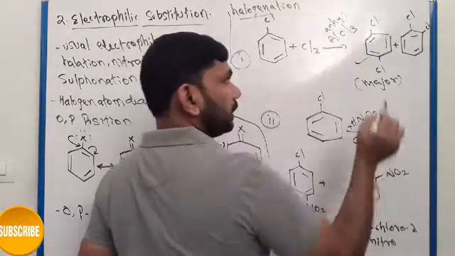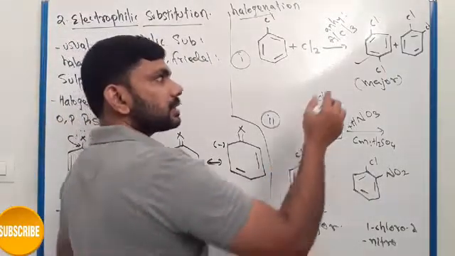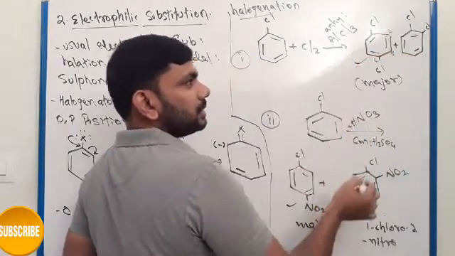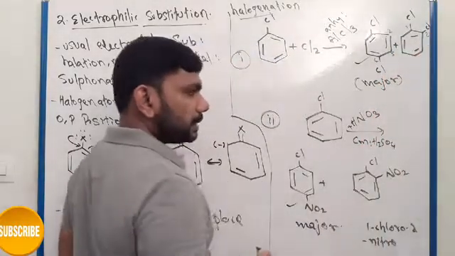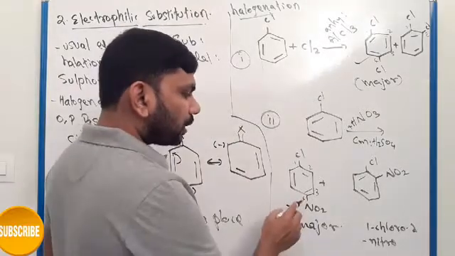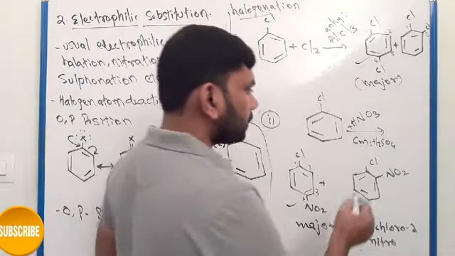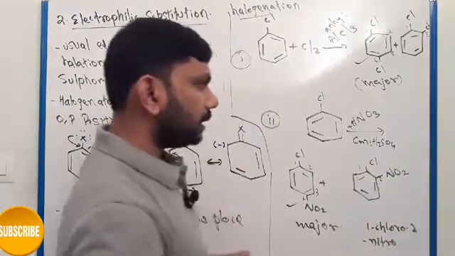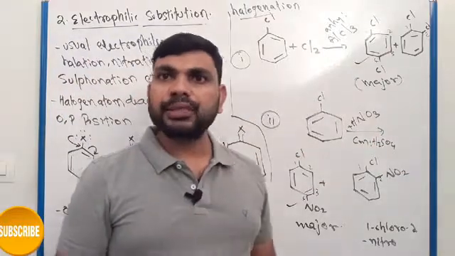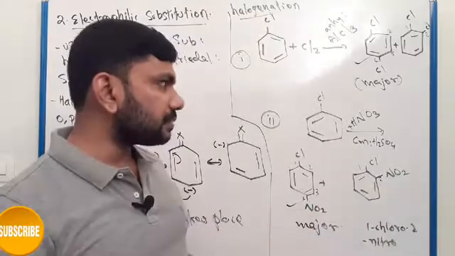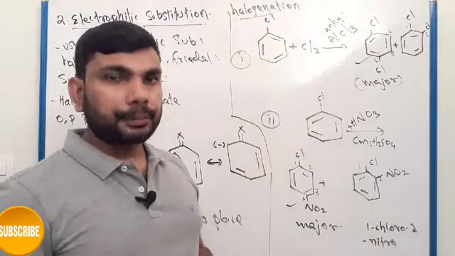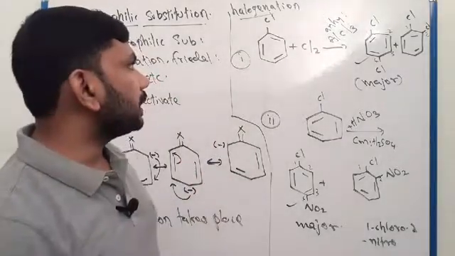Here, para-chlorobenzene, or you can name this product another way, 1,4-dichlorobenzene, and 1,2-dichlorobenzene. Here this is 1, 2, 3, 4: 1-chloro-4-nitrobenzene, and here this is 1-chloro-2-nitrobenzene. So these are the products. You understand that a mixture of ortho and para products will be formed. The para product is always the more stable product. In all electrophilic substitution, the para product is the major product. Clear?